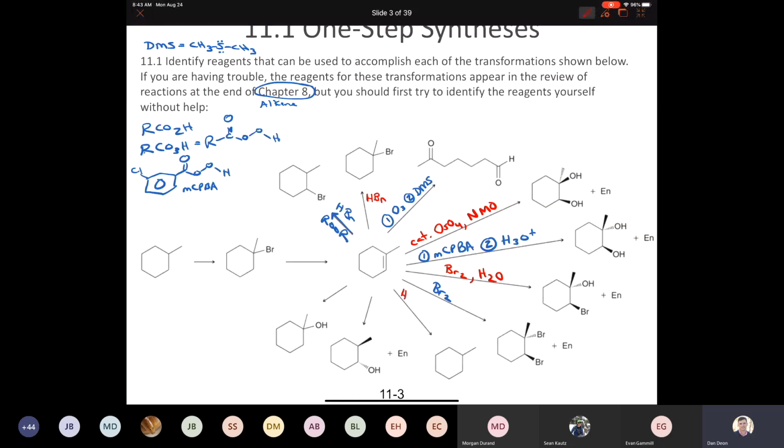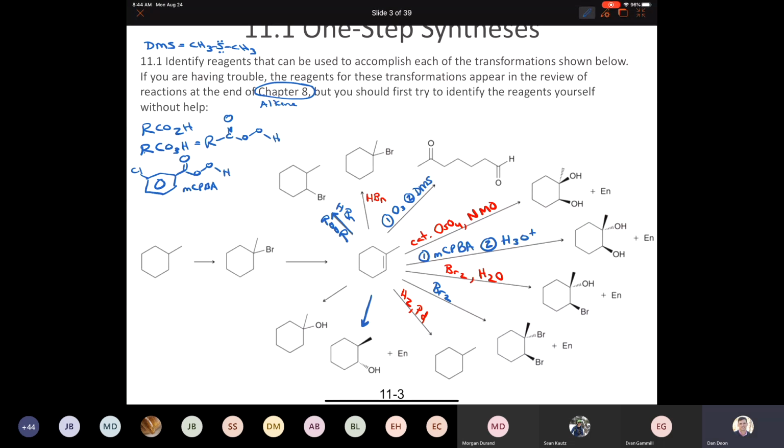Anyhow, the next one is a hydrogenation. For that, you simply need hydrogen and a metal catalyst. It could be palladium, platinum, or nickel. We'll just choose palladium for fun. The next one, I'd like to ask you guys about this next reaction. I'll use the blue pen again. Is this a Markovnikov or an anti-Markovnikov addition of water across this double bond? Is that Markovnikov or anti-Markovnikov?